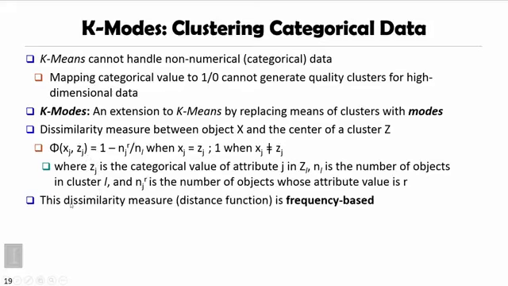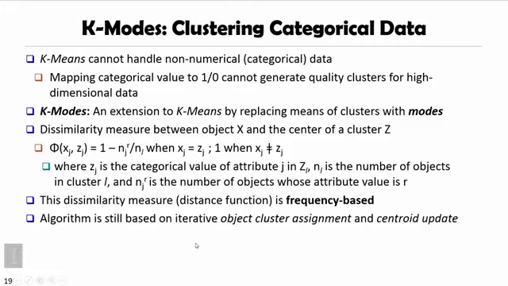That means this dissimilarity measure or distance function is essentially frequency-based. The more frequent, the closer; the less frequent, a little farther away, even if you're equal to this value. The whole algorithm we will not list here, but it's still based on an iterative approach. We first do object cluster assignment, then do the centroid update, then we loop until the criterion is reached.